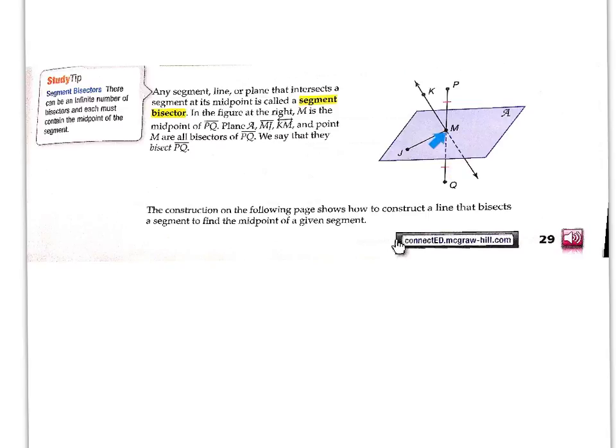Now, how do I know it goes through the middle? And this is real important here. The reason I know it goes through the middle are these two little marks here. That means the segment part from here to here is equal to the segment part from here to here, or congruent. Remember, we did that in Lesson 2, congruent. They're the same length.